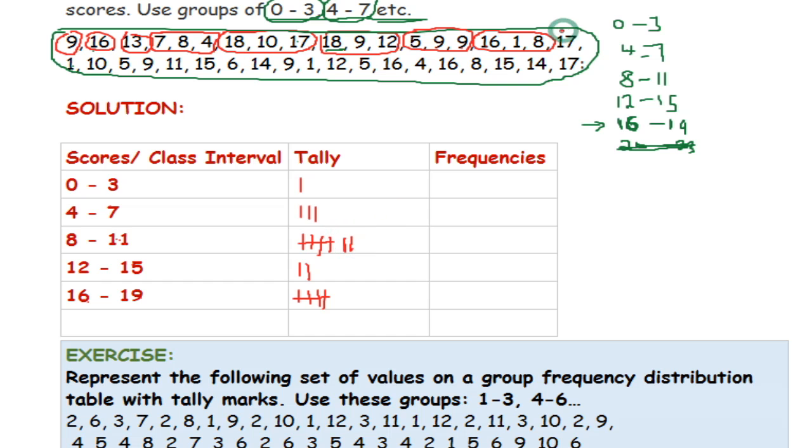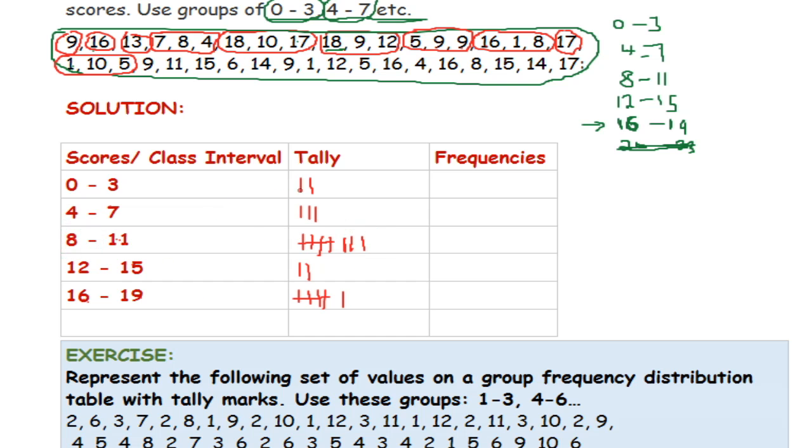Next one, 17. Let me represent 17, only 17 first. 17 will be represented here because 17 can be found between 16 and 19. So the next is 1, 10, 5. 1 can be found between 0 and 3 here. So for 10, we find 10 here between 8 and 11.